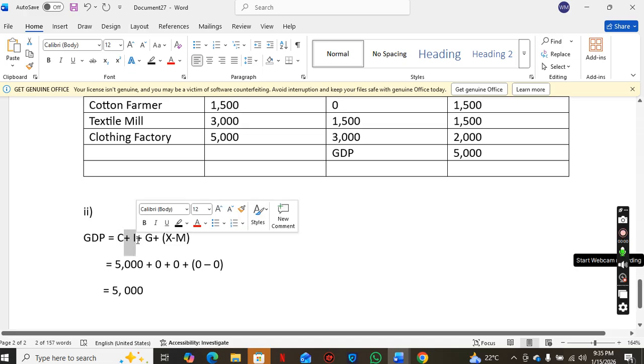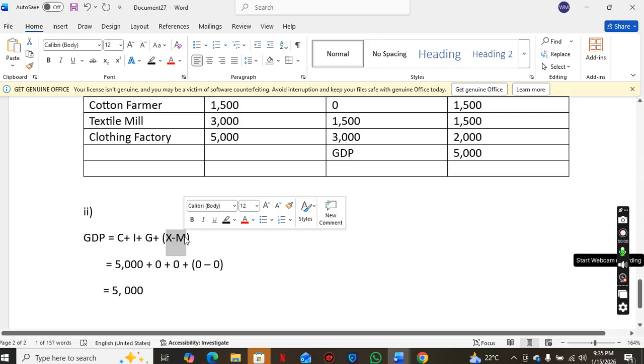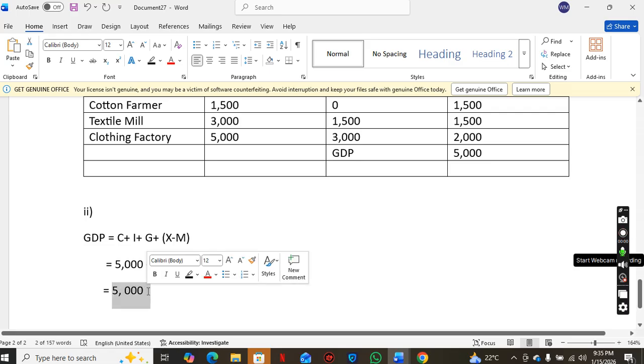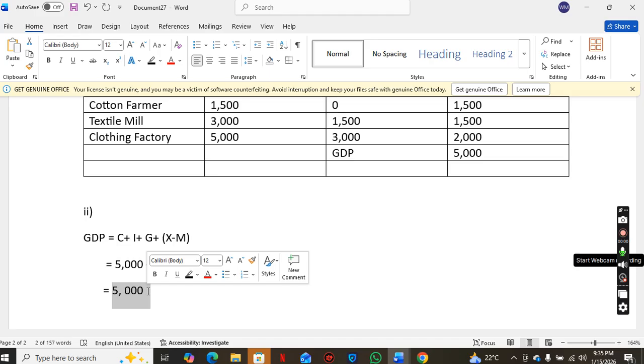We do not have any investment spending that has been given to us. We don't have any government spending. We don't have any exports or imports. We just have consumer spending, which is spent on the shirts which were produced, which is 5,000. So our GDP using the expenditure approach is 5,000 kwacha. Any questions?